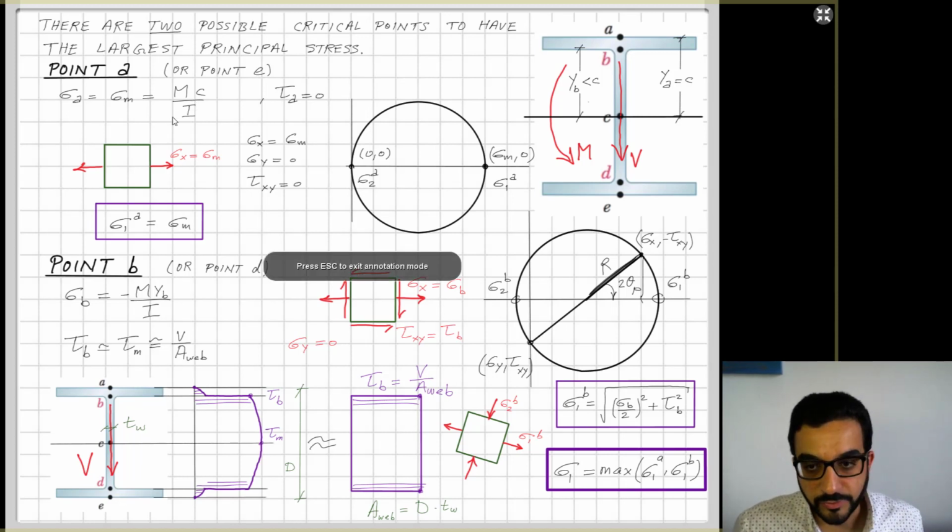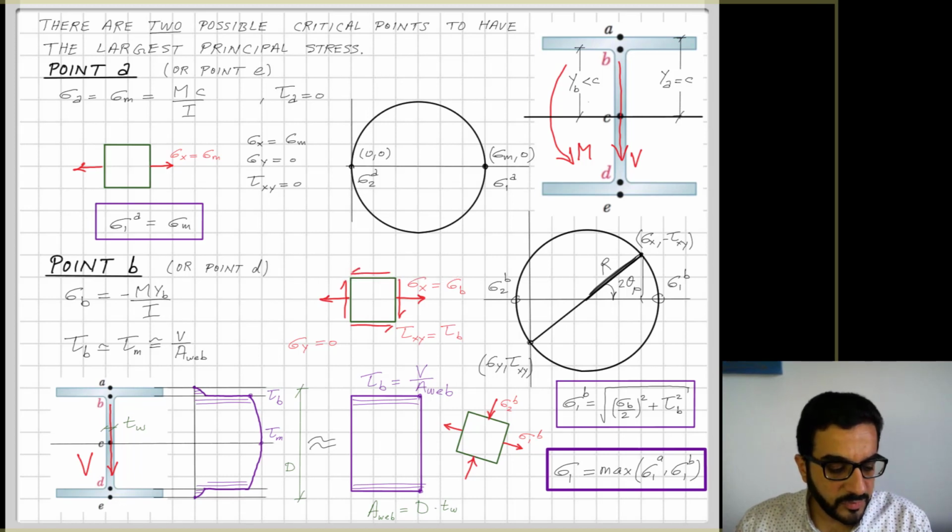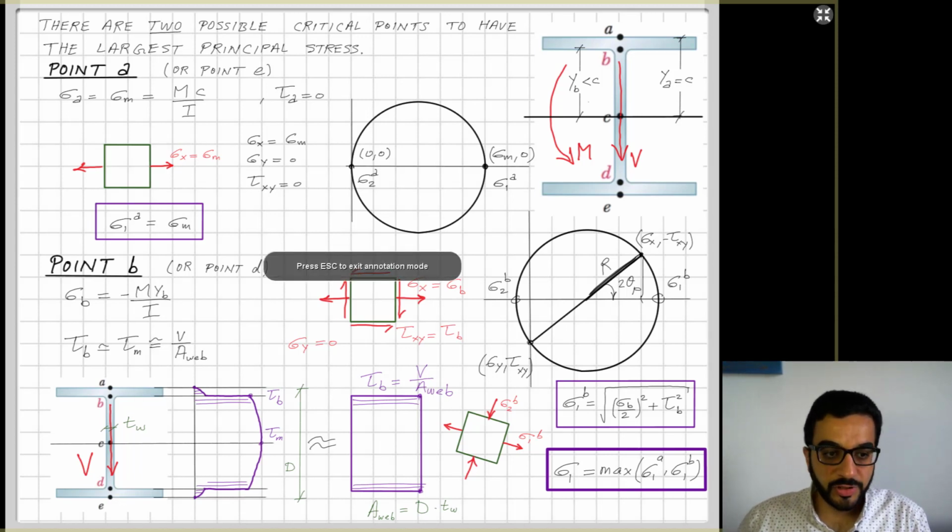All right, so that's it for this video. In the next video we'll see an example of that in numbers, and we'll see what's really the case. Will point A govern, the top of the flange, or the junction of the web and flange? So stay tuned.